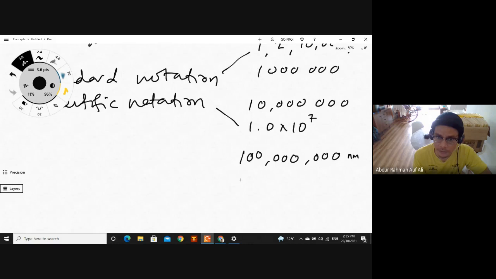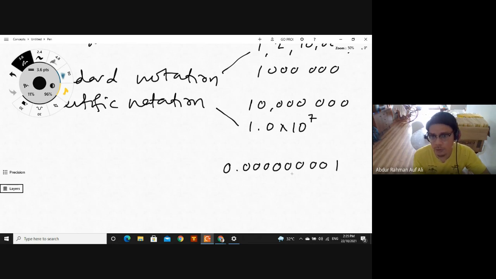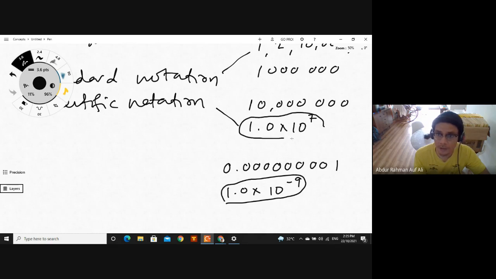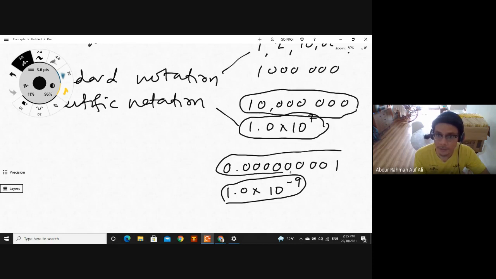kita boleh tulis, katakanlah the size of the molecules of serbuk milo adalah 0.00001, sangat sangat kecil, okay? So instead of writing nombor penuh dengan titik perpuluhan, decimal figures like this, kita boleh tulis 1.0 darab 10 kuasa negatif 9. So this is scientific notation. This is standard notation. Okay, clear? This is a revision.